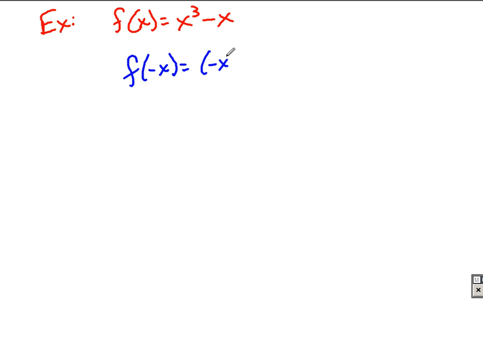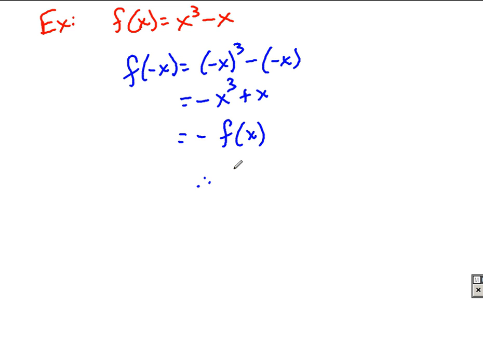So what that should look like here, if I plug in f of negative x, I'll have negative x cubed minus a negative x. Well, a negative x cubed would make negative, positive, negative again. So negative x cubed minus a negative becomes plus a positive. Notice, all the signs are the exact opposite. That means it's the opposite of f of x. And therefore, because of that, we can say f of x is odd.